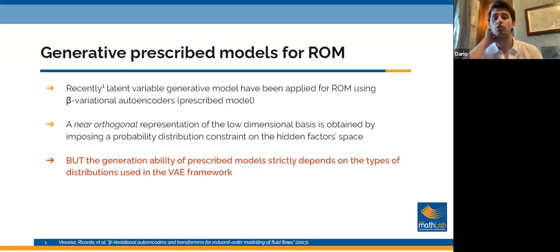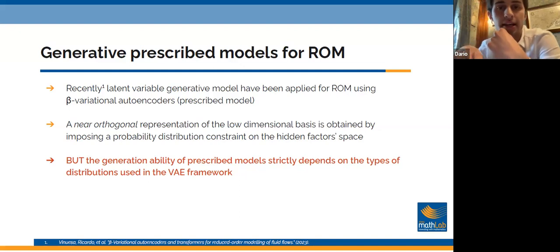And they actually obtain very good results because they obtain near orthogonal representation on the low dimensional basis. And this is really good if we want to interpret the low dimensional representation that they build. And this is obtained because, as I said, by defining a probability distribution, you constrain the hidden factor space, so you constrain the latent space in a sense. And they also obtain very promising results, let's say, in generalizability and in reconstruction error.